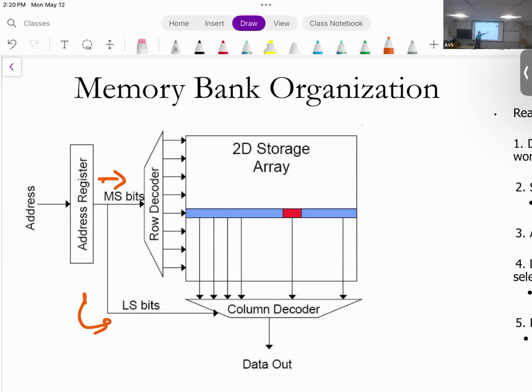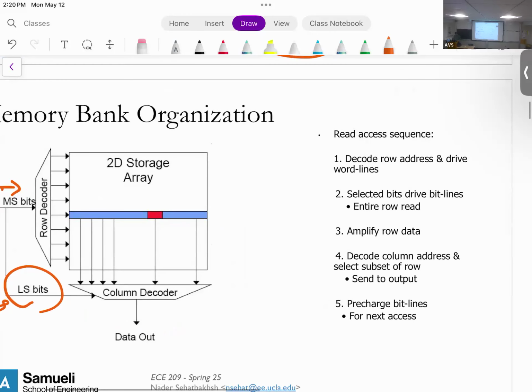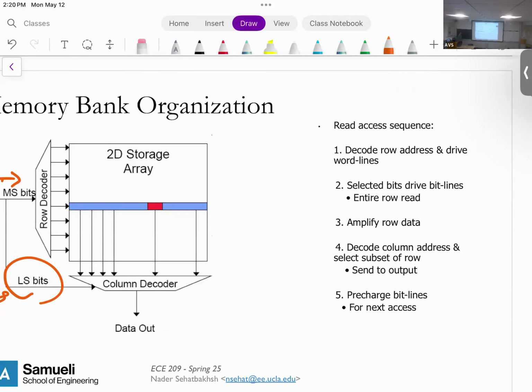But then, it's a 2D array, so within this there are multiple columns. This is where the lower significant bits decode the column and select one as the data out. So this is basically the simple operation of reading a memory. It's 5 steps. We decode the row address and derive the word lines. We select the bit lines.